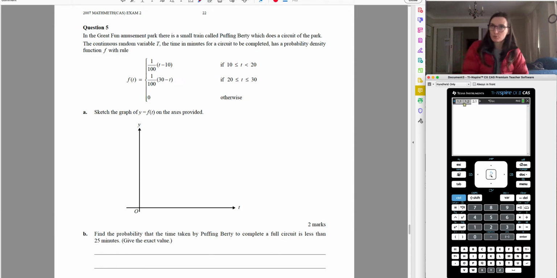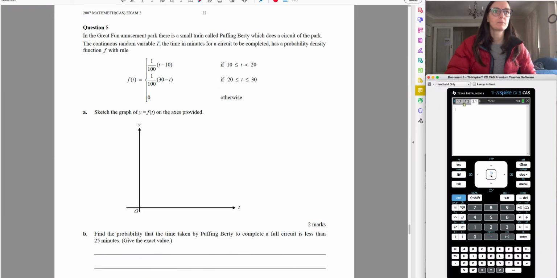Another exam 2 probability question. In the Great Fun Amusement Park, there is a small train called Puffing Bertie, which does a circuit of the park. The continuous random variable t, the time in minutes for a circuit to be completed, has a probability density function f with rule that. Sketch the graph on the axis provided.